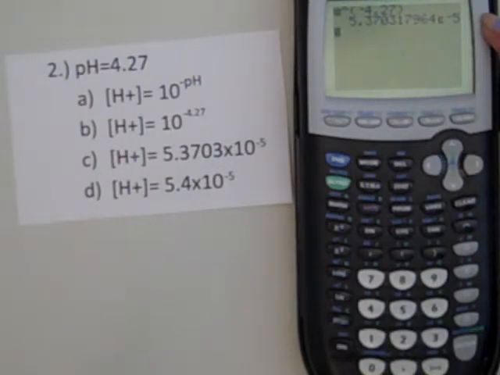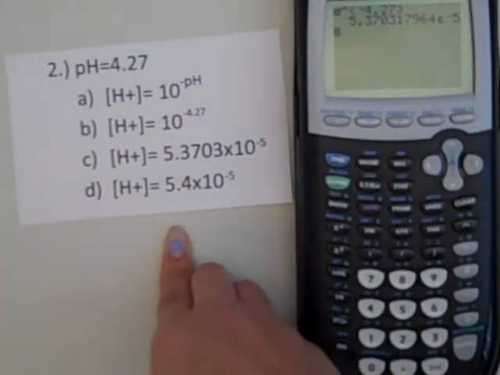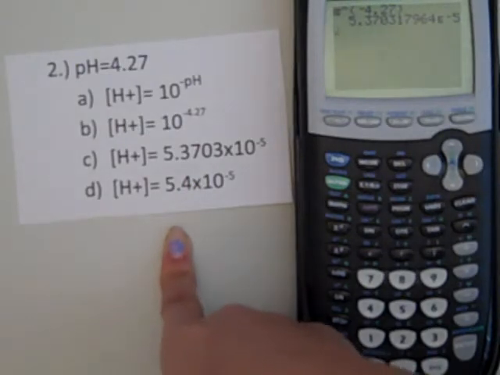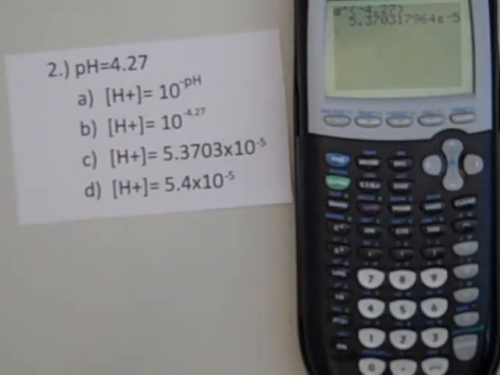But again, we would have to consider significant figures. Because the pH has 2, the final answer would also have 2. So the hydrogen concentration would be 5.4 times 10 to the negative fifth molar, which, as you remember from the first example, was what the concentration was. So you could either work forward or backwards.